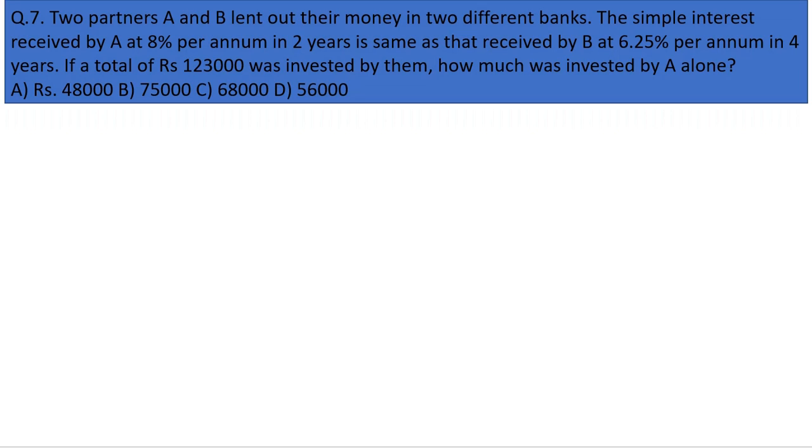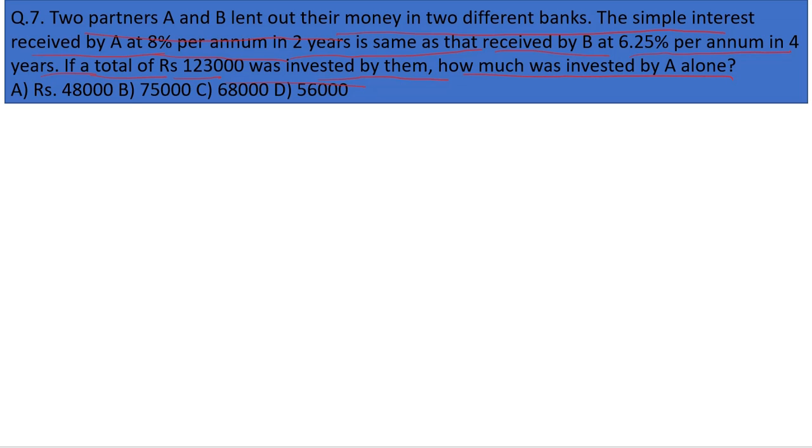So in the next question we have two partners A and B who lend out their money in two different banks. The simple interest received by A at 8% per annum in 2 years is the same as that received by B at 6.25% per annum in 4 years. If a total of rupees 123000 was invested by them, how much was invested by A alone?